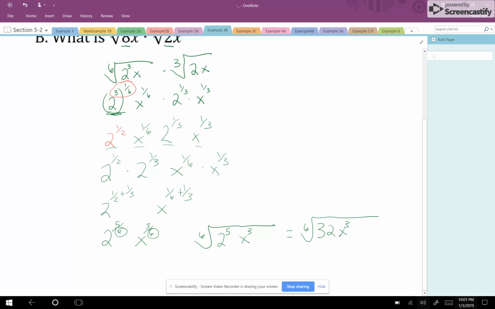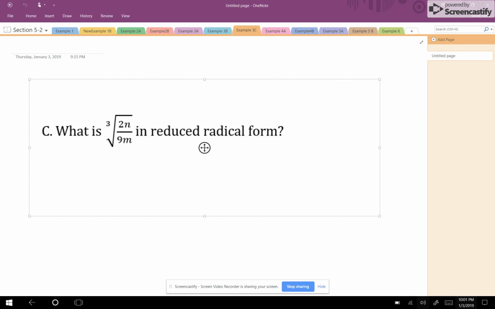cubed. Okay, now, like I told you, 3C is a booger. So here we go. Strap on your I can do it, and let's get going.